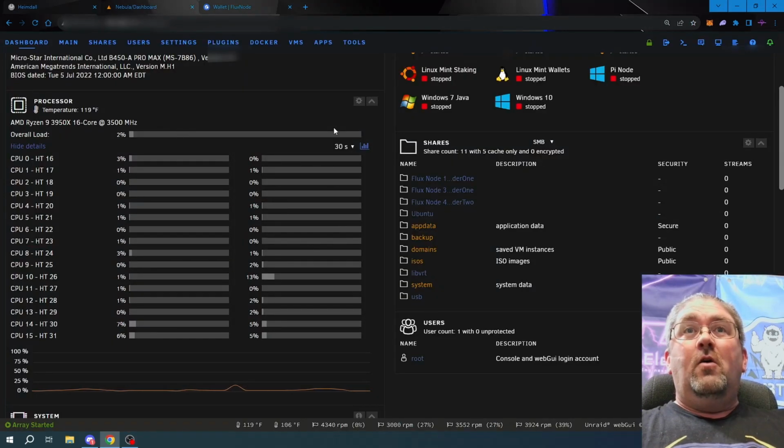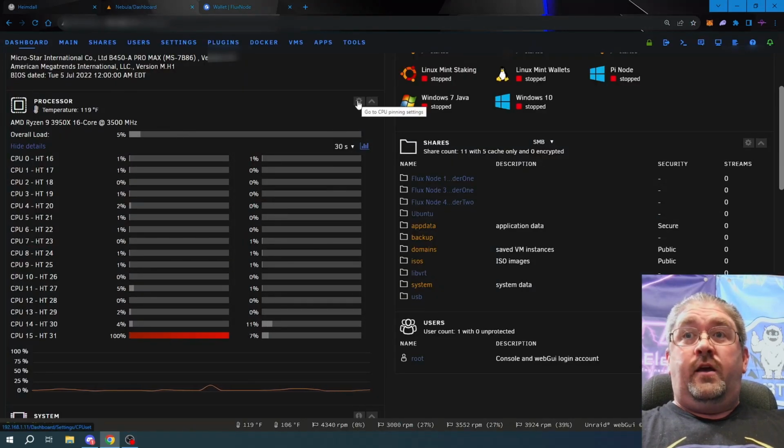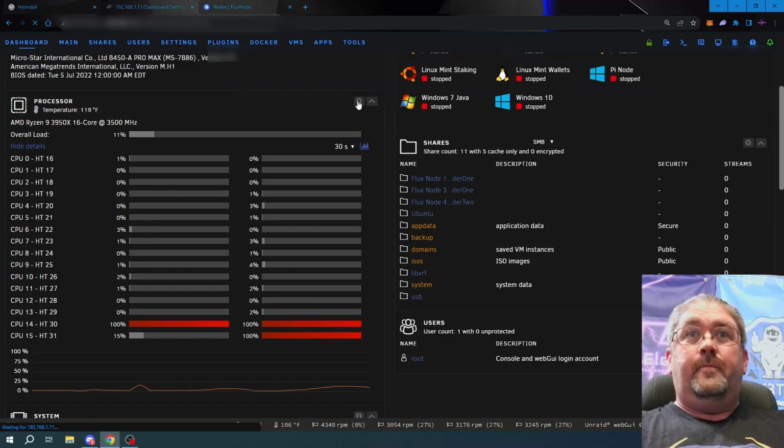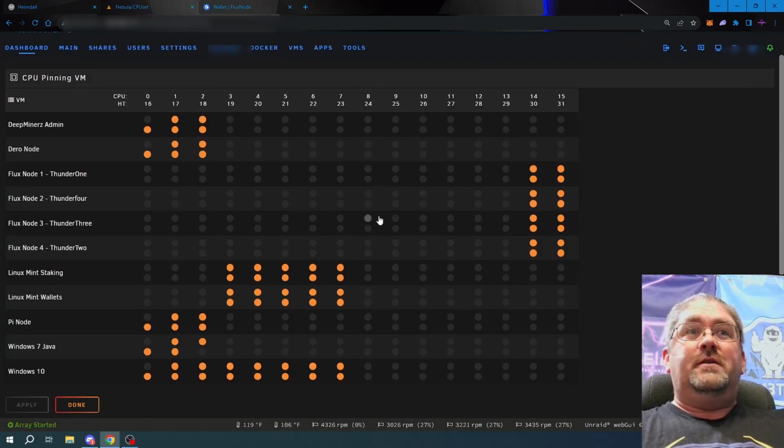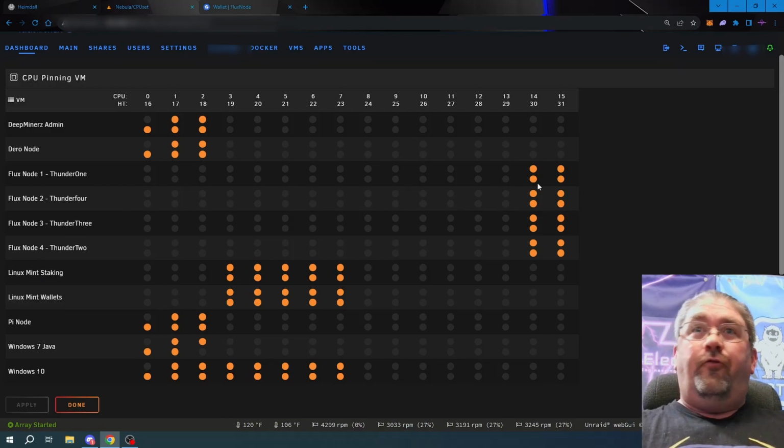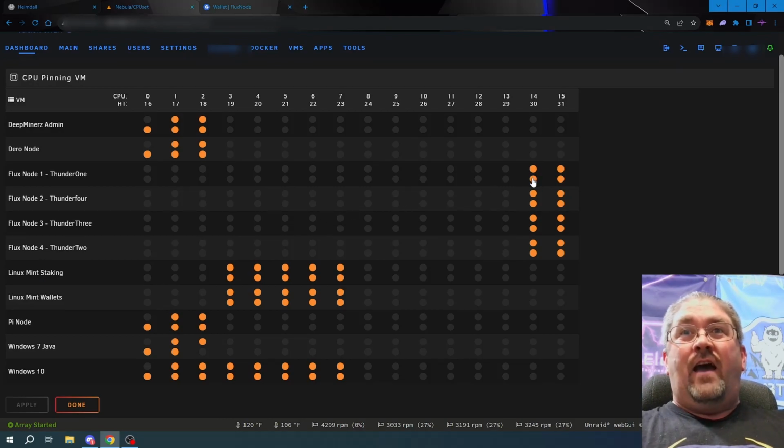Switch back on over. We're going to go to what's called CPU pinning. It allows you to select which threads and cores are active for each VM. So if I click in here, you can see Flux node 1, 2, 3, and 4, all four of them are running on the exact same 2 cores, 2 hyperthreads, which is 2 cores, 4 threads. They're not dedicated. I'm running all four of them on there.